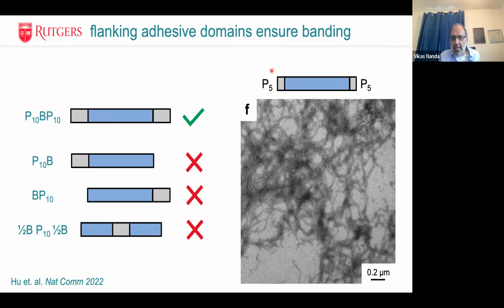If you shorten the adhesive domain enough, so in this case, this is half the length. We have a P5 in this case. We get something that's fibrous, but it's not a banded fiber. It doesn't make adhesive fibers. So it looks like you need to have a certain critical length of this adhesive domain in order to get well-organized fibers. And so we looked at that a little bit more closely.